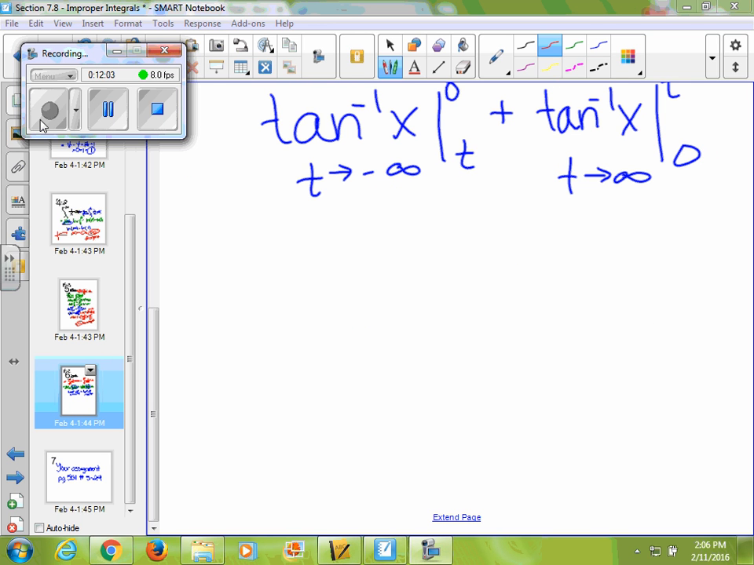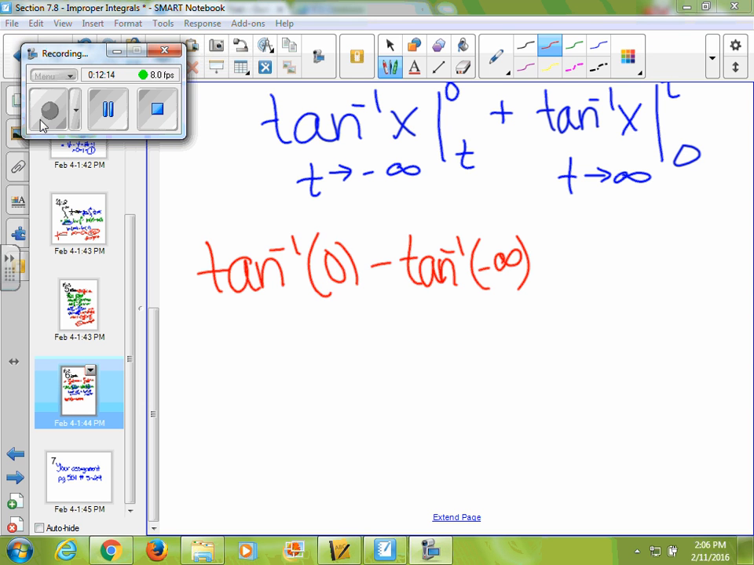Okay. So if I start plugging that stuff in, I get the inverse tangent of 0 minus the inverse tangent of t, which is negative infinity, plus the inverse tangent of positive infinity minus the inverse tangent of 0. Okay, so we should be able to do inverse tangent on your calculator. So inverse tangent of 0, 0.